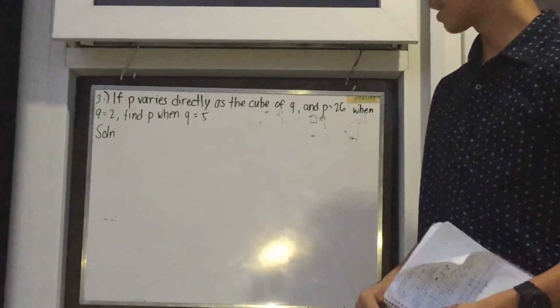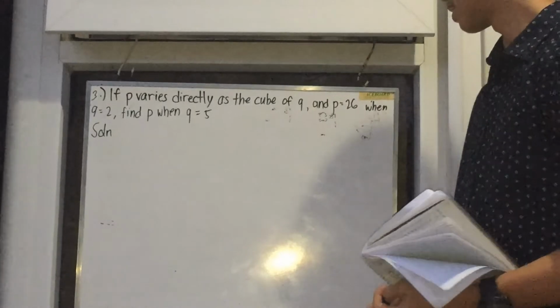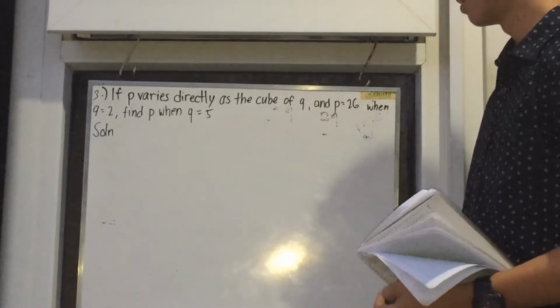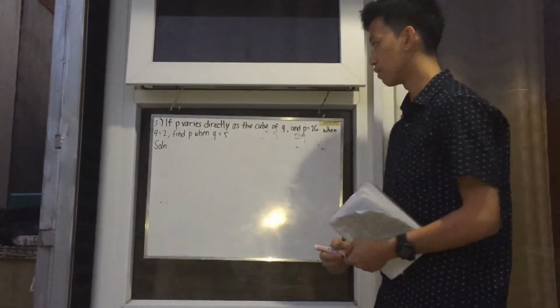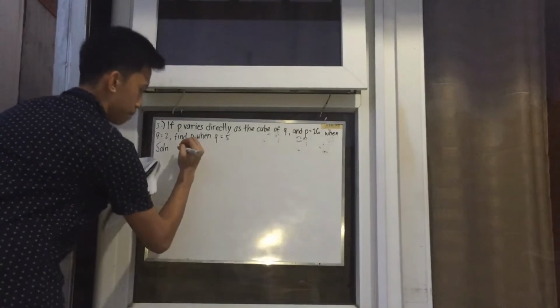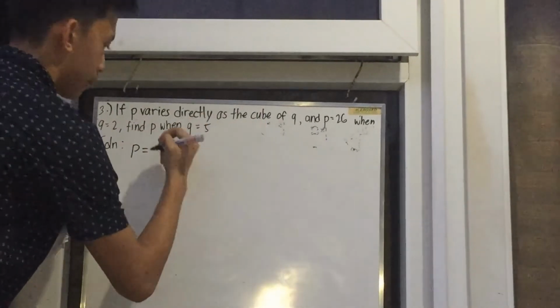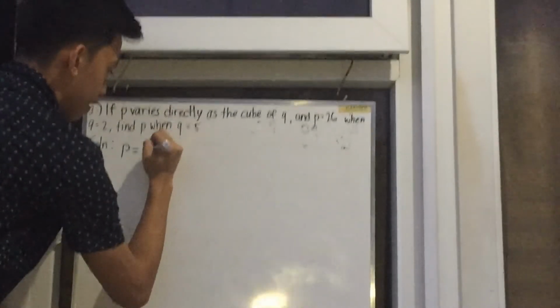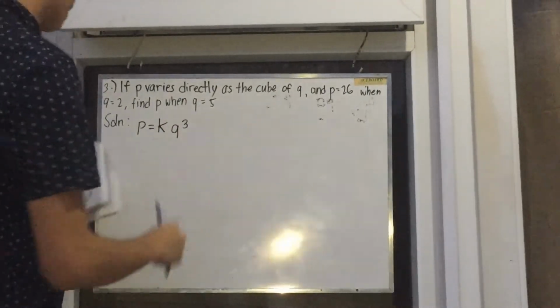Now we'll move on to a more advanced problem. If p varies directly as the cube of q, and p is equal to 26 when q is equal to 2, find p when q is equal to 5. Again, we'll make an equation. So p varies directly as the cube of q, so that will be p = k times q cubed, where k is again a constant.